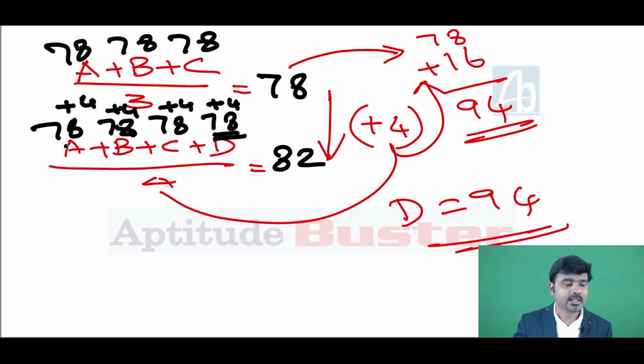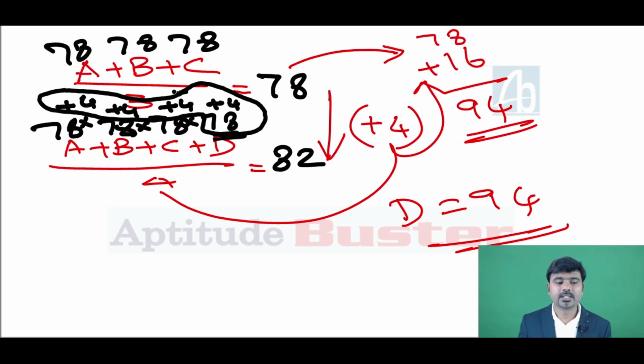But in this case, A is not increased by 4, B is not increased by 4, C is not increased by 4. The new value is D. The new value should be increased by 16. So that's why 78 plus 16, the answer is 94.